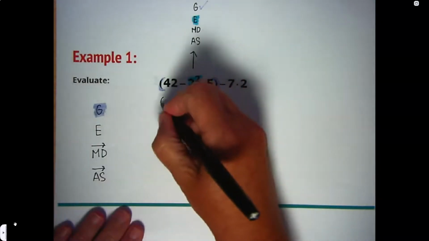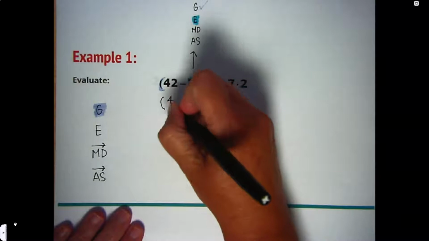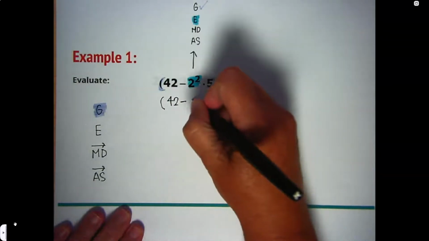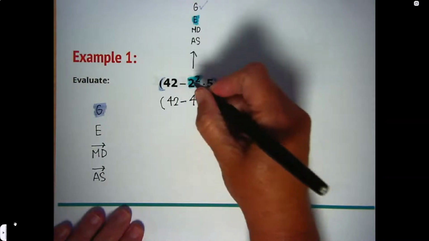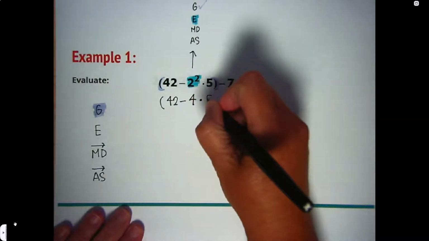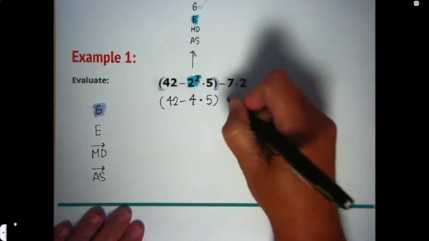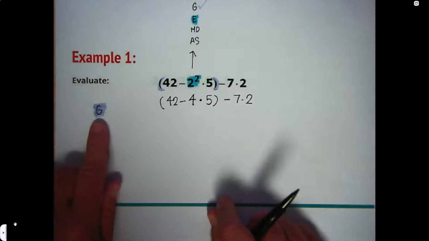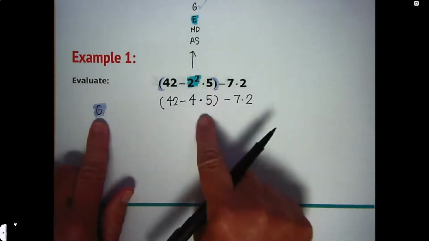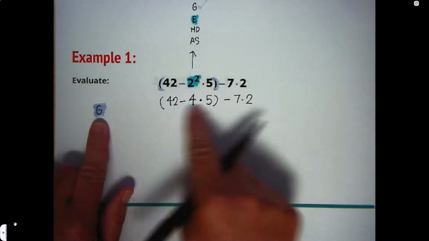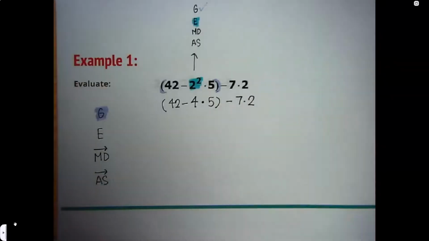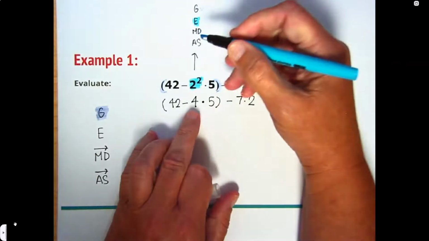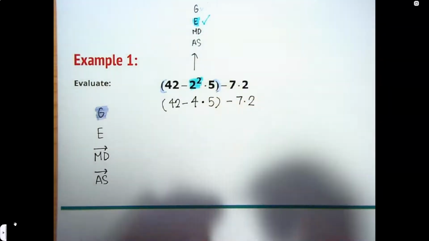Okay, so parentheses, 42 minus 2 to the second power, I know, is 4. Remember, that's 2 times 2. Times 5. Close the parentheses, and then I have minus 7 times 2. Now I want to point out here, we're still not done with these grouping symbols because there's still more stuff to do inside of there. So when I look, and again, keep in mind, I'm just looking at this part of the problem, I have done the exponent that was in there, so that is done.